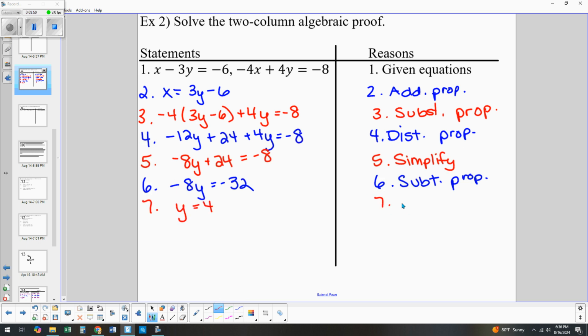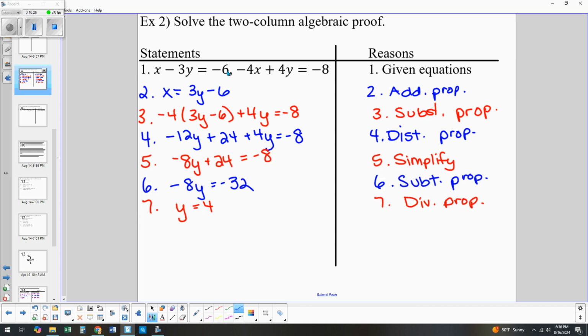But unlike before, I'm not done, because all I've solved for is y so far, and I need both x and y. So what I'm going to do is take this y equals 4 and substitute it back into an equation. And I can go back and substitute it into anything previously written in my proof.